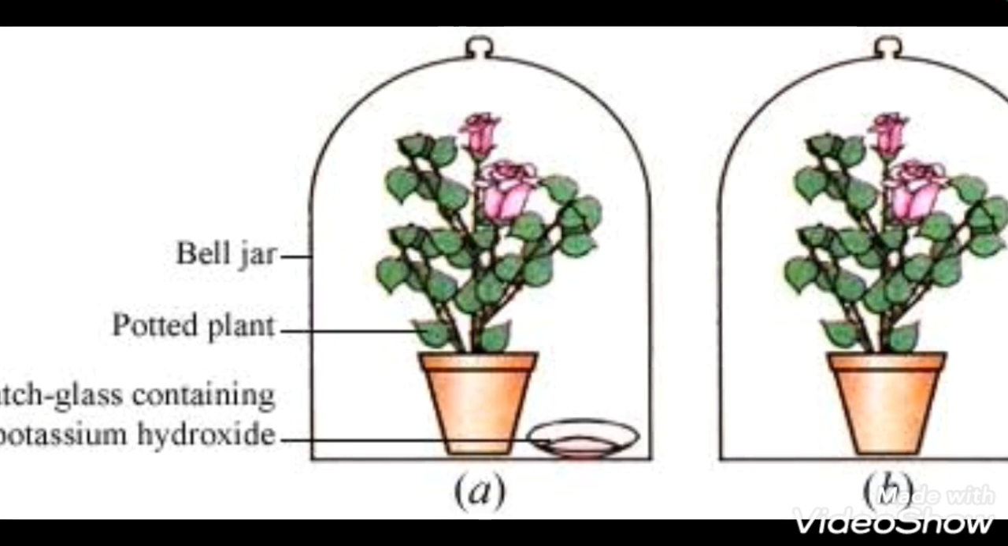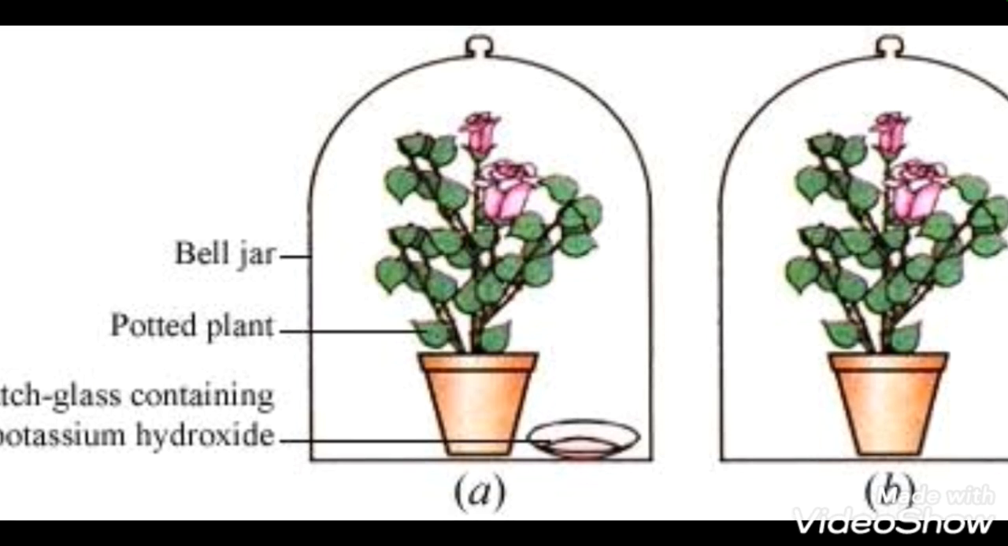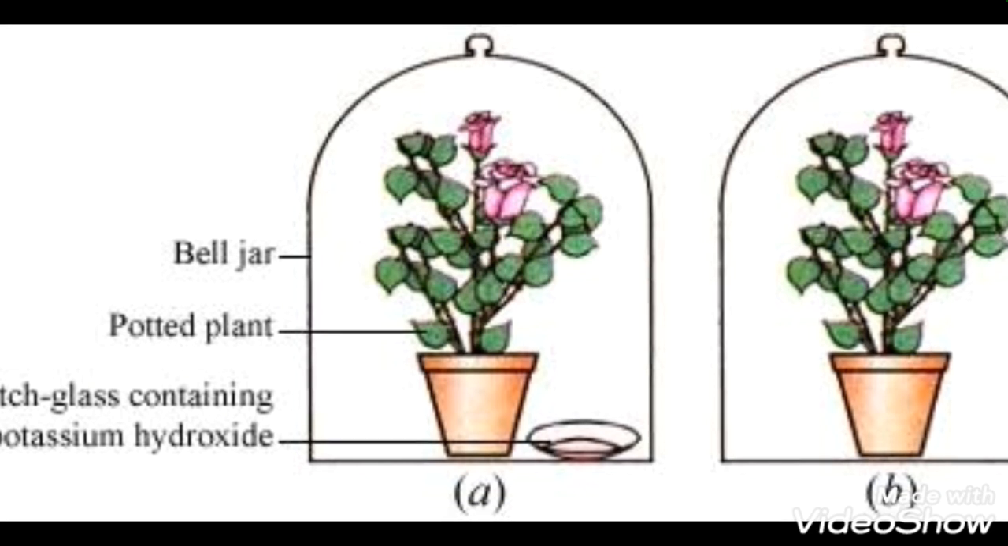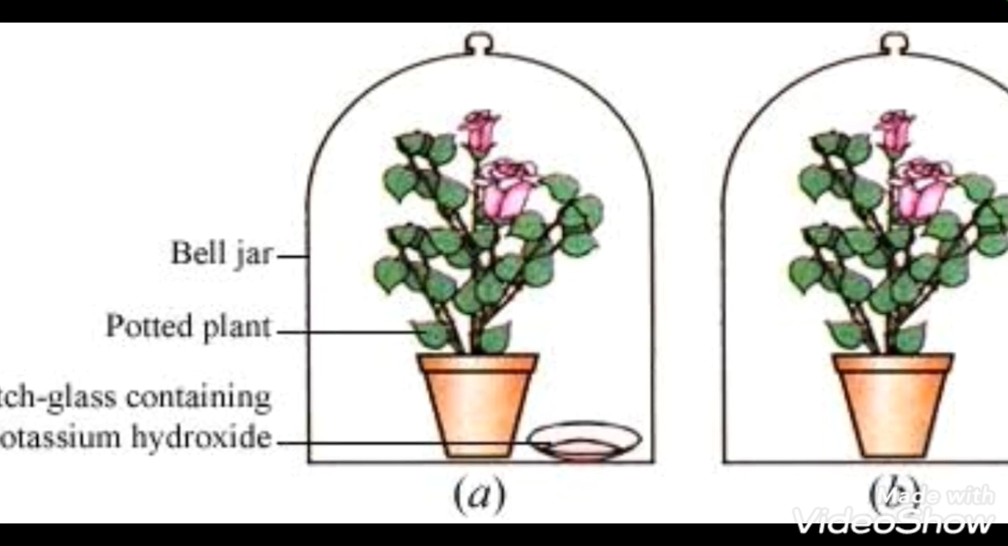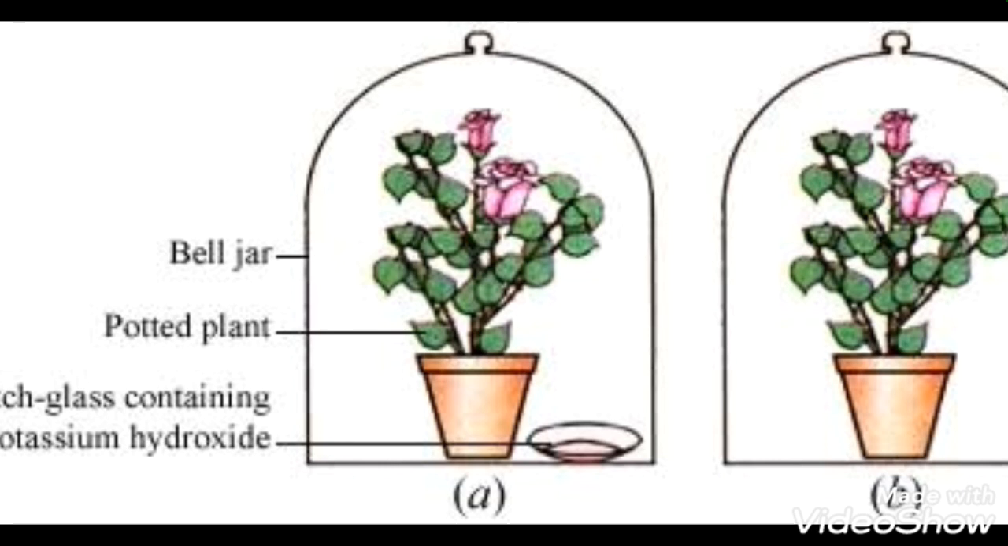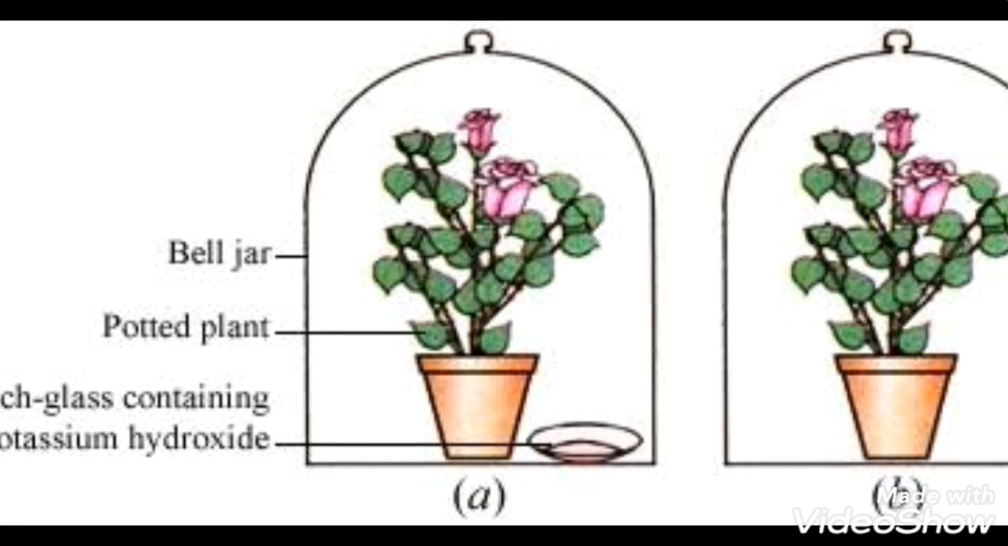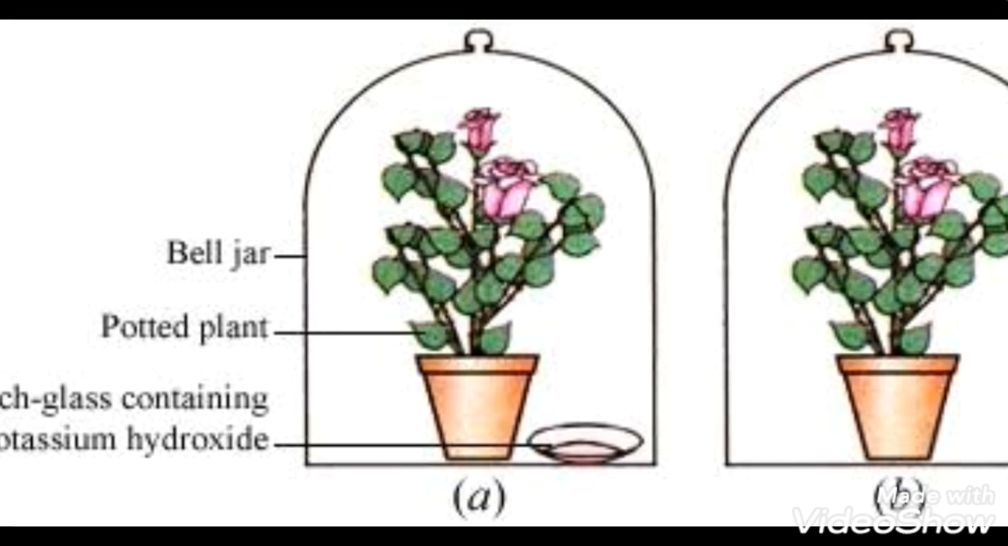We can see that the plant in which the potassium hydroxide was placed, the leaves will show a negative test for starch, that is, no blue-black color is produced, indicating that no photosynthesis has taken place in that potted plant. But at the same time, the other potted plant which was not with the potassium hydroxide shows a positive result for starch. This indicates that carbon dioxide is very much required for photosynthesis.